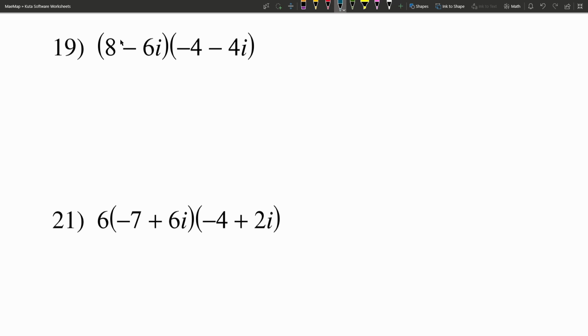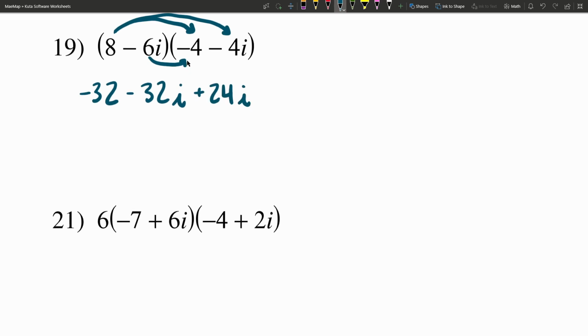For number 19, again, FOIL. First, outside, inside, last. Treating that i like we would a variable since there's different parts to these complex numbers. So 8 times negative 4 is going to be negative 32. 8 times negative 4i is going to be minus 32i. Negative 6 times negative 4 is going to be plus 24i. And then negative 6i times a negative 4i is going to be plus a 24i squared.